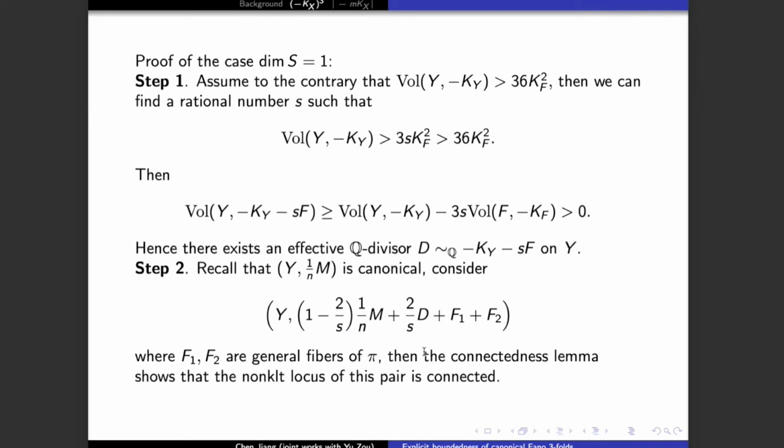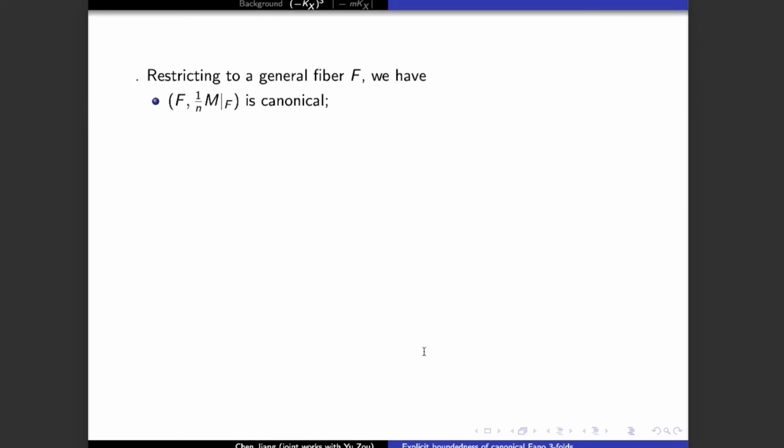KLT for this pair. Okay, so that means restricting on a general fiber, by Bertini, this pair is still canonical because Y is canonical. But this pair is not KLT because, as we argued, it has a horizontal LC center, and restricting on the general fiber, when it's not KLT, it's still not KLT.